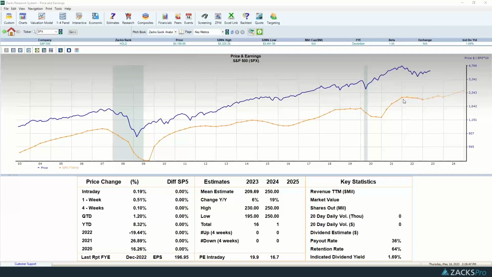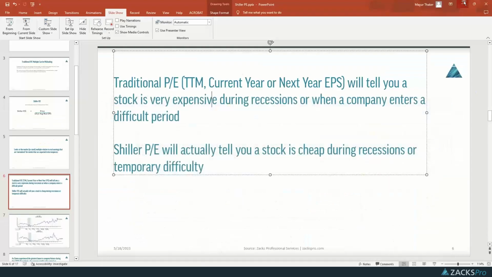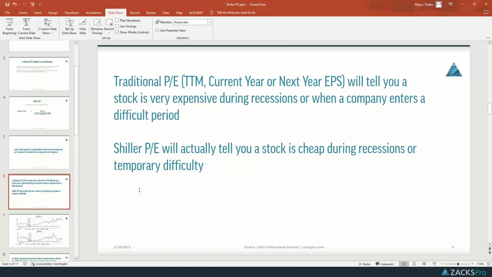Because again, stocks look cheap when earnings are at their peak, and then stocks look very expensive when earnings are at their trough. But in reality, that's the time to be buying, when they look expensive on traditional PE. But the Shiller PE won't give you that false signal. It'll actually tell you when a stock is cheap during recessions or when they're going through some temporary difficulty.